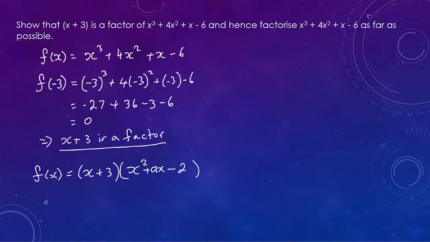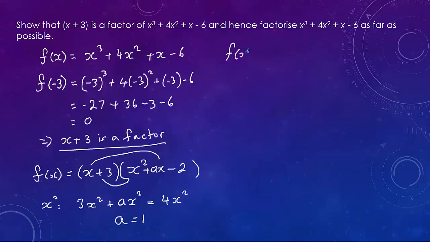So for example, let's look at the coefficient of x squared. So from here we would get 3x squared, and then we'll have ax squared, and that must be equal to 4x squared. And that tells us that a is equal to 1.